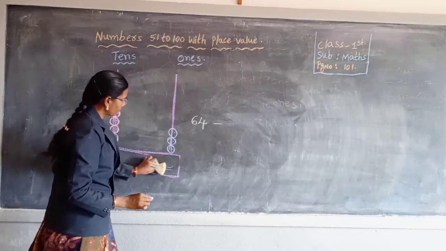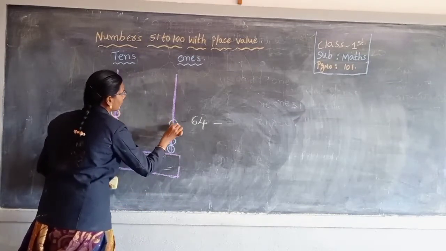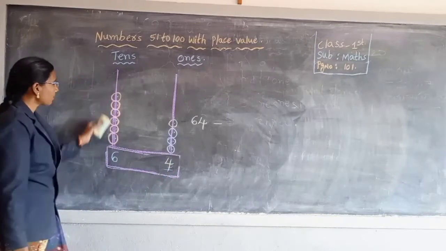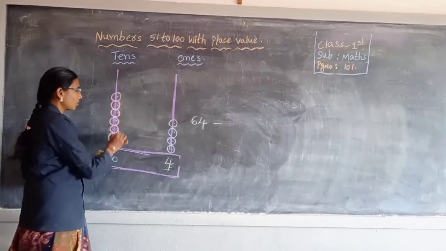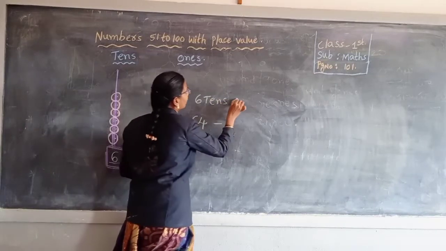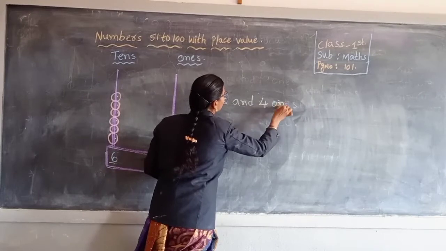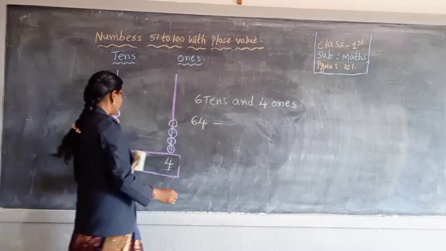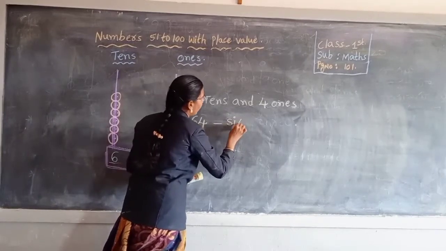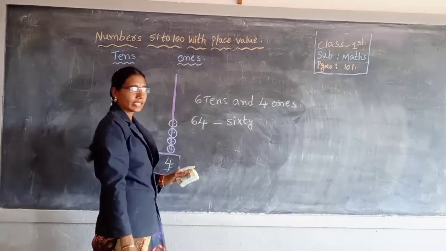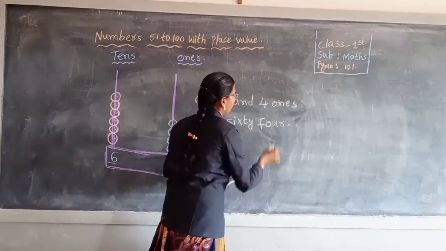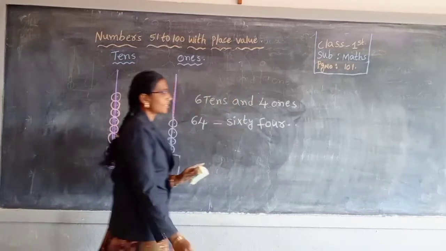64. Ones place, how many beads do you have? Count, children. 1, 2, 3, 4. 4 beads. Tens place, how many beads do you have? 6 beads. So, 6 tens. And 4 ones is 64. 6 tens and 4 ones is 64. S-I-X-T-Y, 60. F-O-U-R, 4. 64. 64 comes after which number?